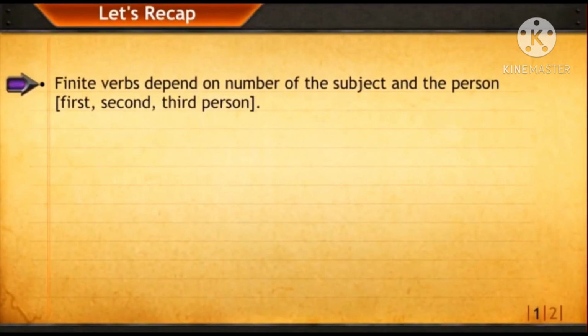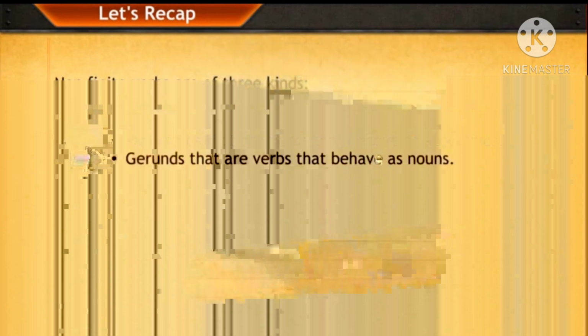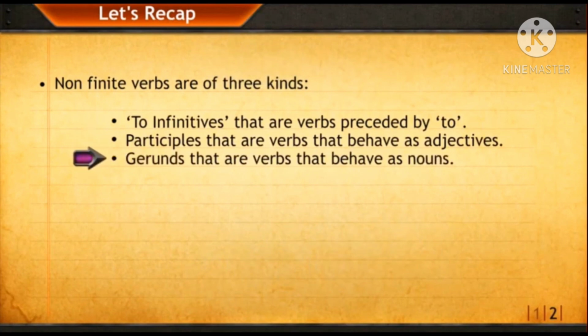So let's recap. In this module you learned that finite verbs depend on the number of the subject and the person: first person, second person, third person. The verbs that are independent of the number of the subject are called non-finite verbs. Non-finite verbs are of three kinds. Infinitives, that are verbs preceded by to. Participles, that are verbs that behave as adjectives. Gerunds, that are verbs that behave as nouns.